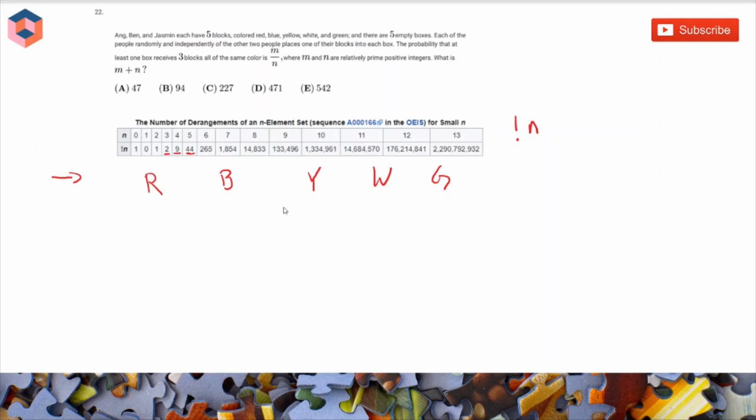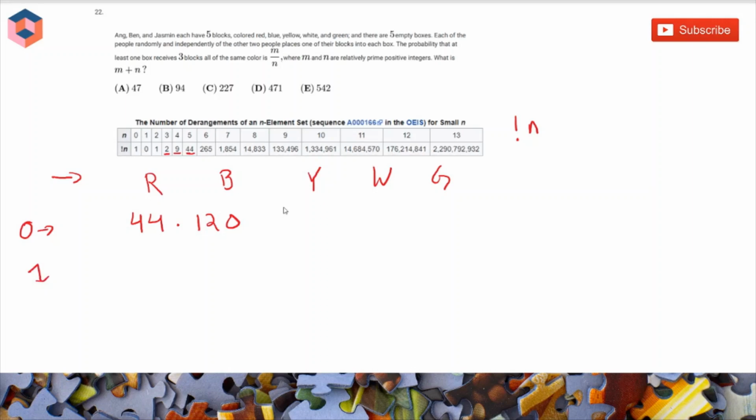Let's say there are 0 things in common. So let me write 0 here. If there are 0 things in common, then how many ways can I do that? Well, that's just the derangement of 5 things, which is 44. And since there are no things in common, regardless of where Jasmine decides to put her blocks, it will work. So she has 5 factorial ways, or 120 ways.